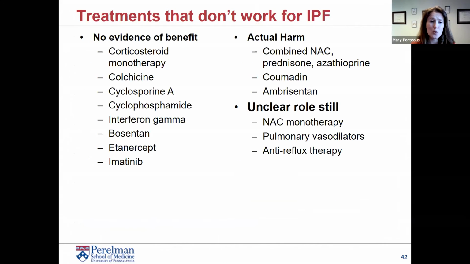Treating IPF, we know a lot of things that don't work. We know that a lot of things don't provide benefit, and then we know that a lot can provide harm. So we no longer use monotherapy of prednisone, or any immunosuppression for these patients.